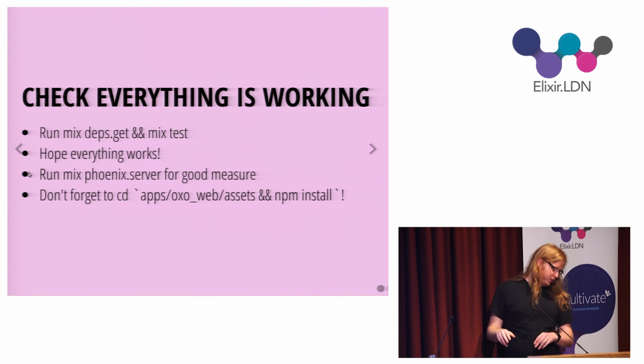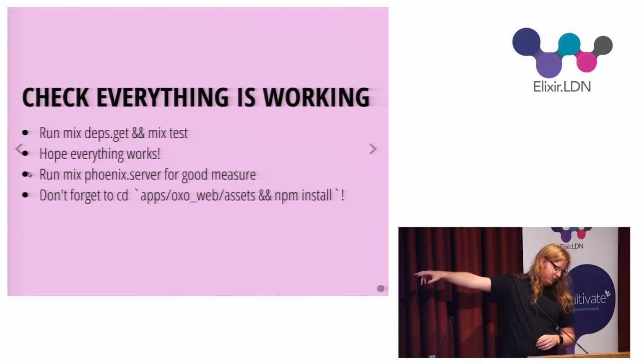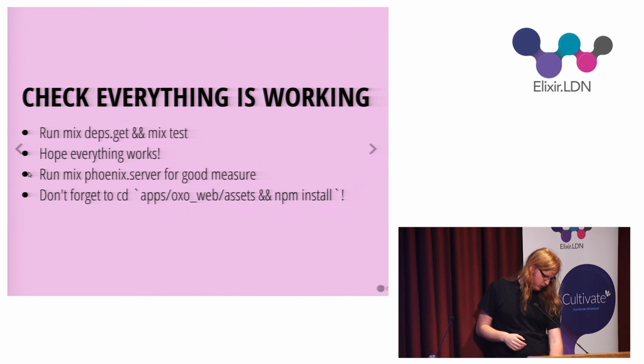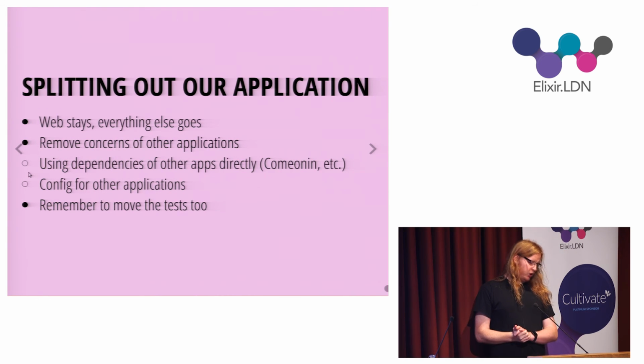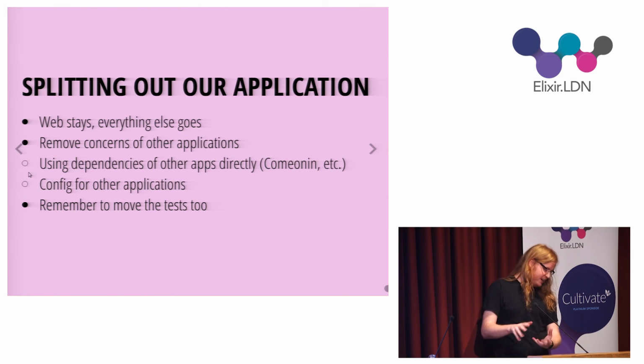You want to hope everything works, but it won't, because when you run mix phoenix.server, you'll realize that you've forgotten to build the static assets. So they're in this directory. You'll need to run npm install from there, and then it'll look right. So after we've got this umbrella application with one application in there, what we want to do is look to split it out into 2 applications. And because of all the things we did in the first half of the talk, it's going to be really easy. Everything's already kind of ready to go.